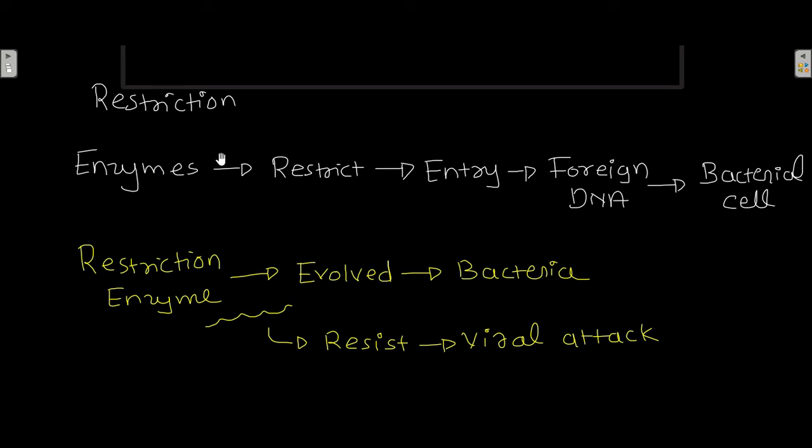Now, in the term restriction endonuclease, the term restriction represents that these enzymes, known as restriction enzymes, restrict the entry of foreign DNA into the bacterial cell. And that is the reason why they are known as restriction enzymes, because they are restricting the entry of foreign DNA into the bacterial cell. It is believed that these restriction enzymes have evolved in bacteria to resist viral attack.